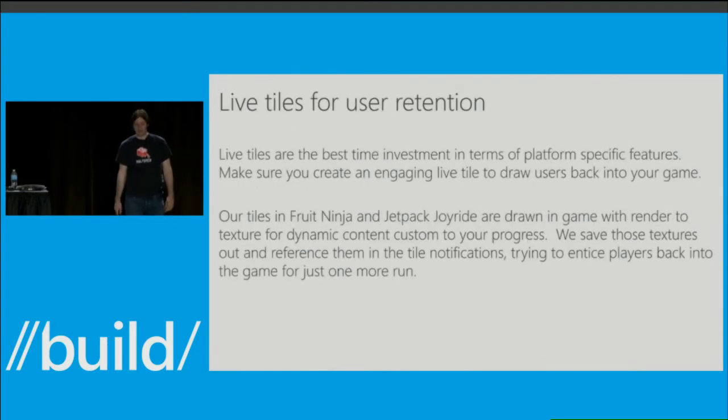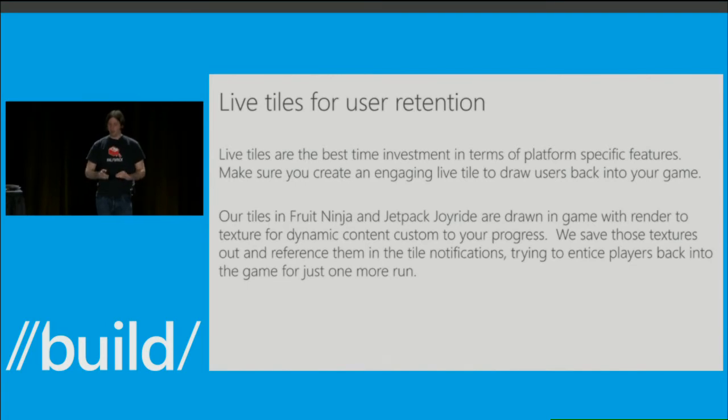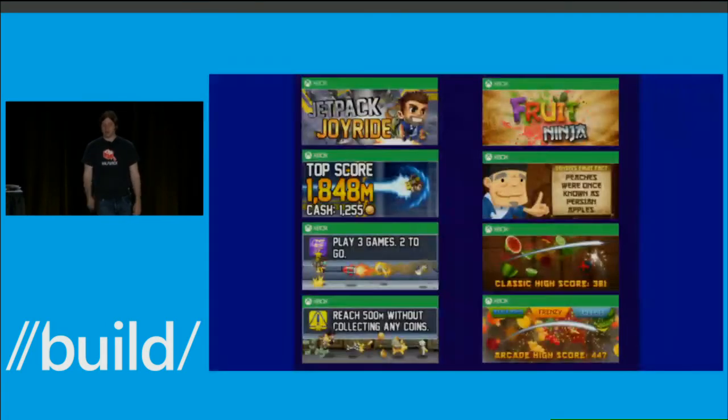And then, people ask me all the time, what is the number one platform feature, whether it's sharing or all the different things that are specific to Windows 8. Out of those, what is the number one thing in terms of impact? For us, it's been live tiles. For user retention, we did a lot of cool stuff with live tiles. We render a texture inside of the game. So this is just an example of some of the different things that we render out.